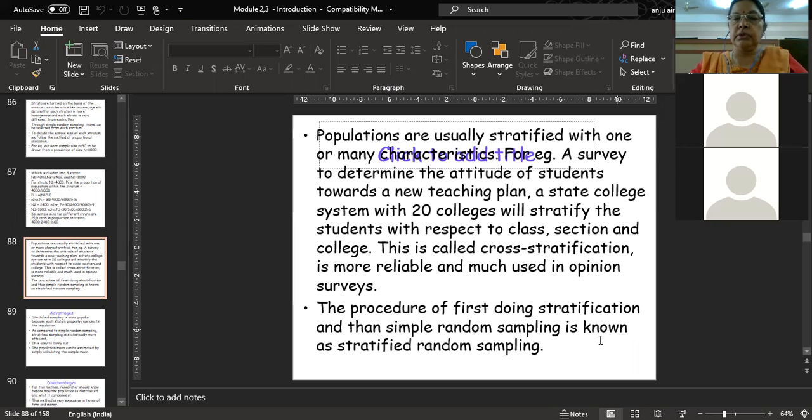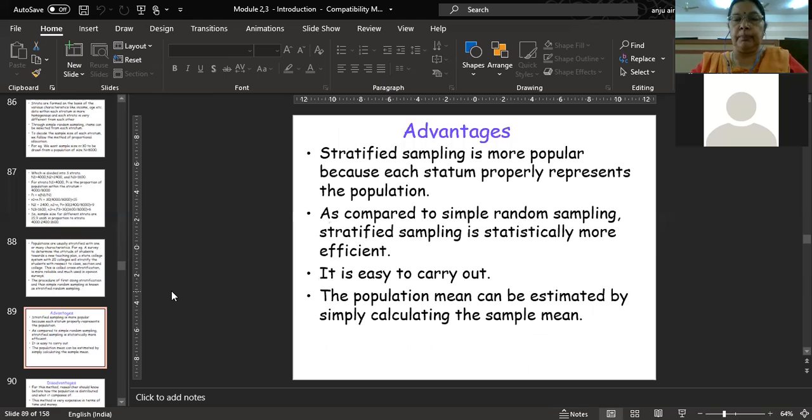So first you are stratifying the population. That means you are dividing the population into subgroups. So first step is stratification. Then second step is randomly selecting your elements to form your sample. So you are applying the technique of simple random sampling. So that is why this sampling technique is known as stratified random sampling technique, where you are applying stratification and then simple random sampling to get your sample from the population.